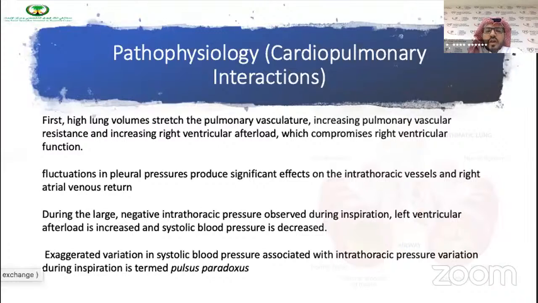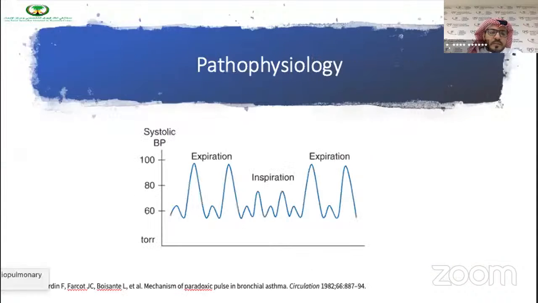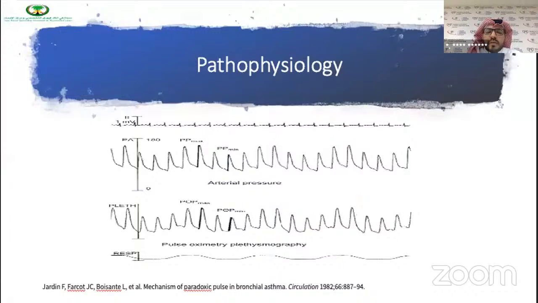During the large negative intrathoracic pressure observed during inspiration, the left ventricular afterload is increased and the systolic pressure is decreased. Exaggerated variation in systolic pressure associated with intrathoracic pressure variation during inspiration is what we call pulsus paradoxus, where you can see it clearly in the diagram, where there is a drop in the systolic blood pressure of between 10 to 15 millimeters of mercury. This can be observed in the arterial wave, and also, as you can see, in the pulse oximetry in the second line.